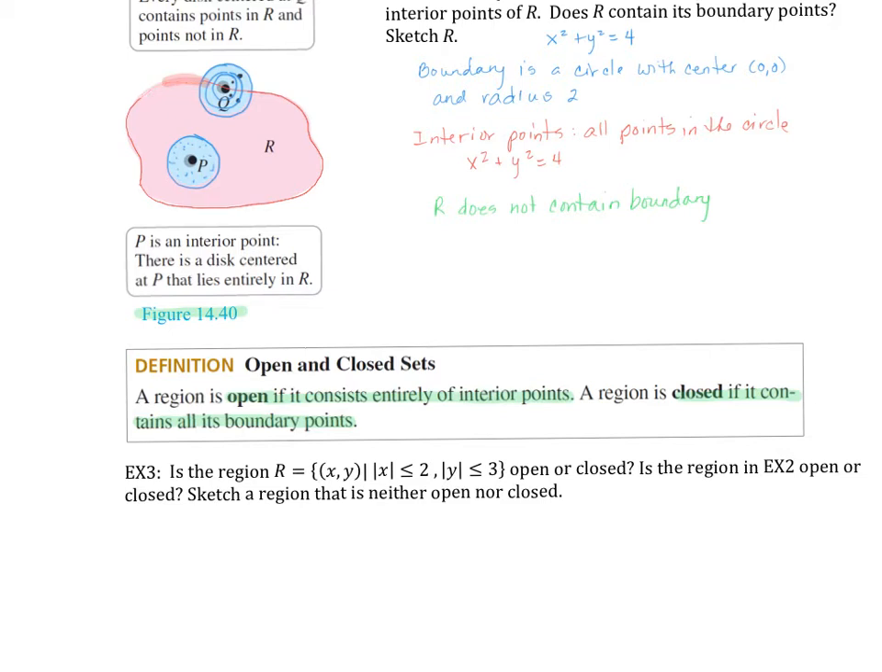So let me change that. Let's say that I were to draw this dashed. What that means is that our region R does not contain any of its boundary points. And in this case, R would be open.